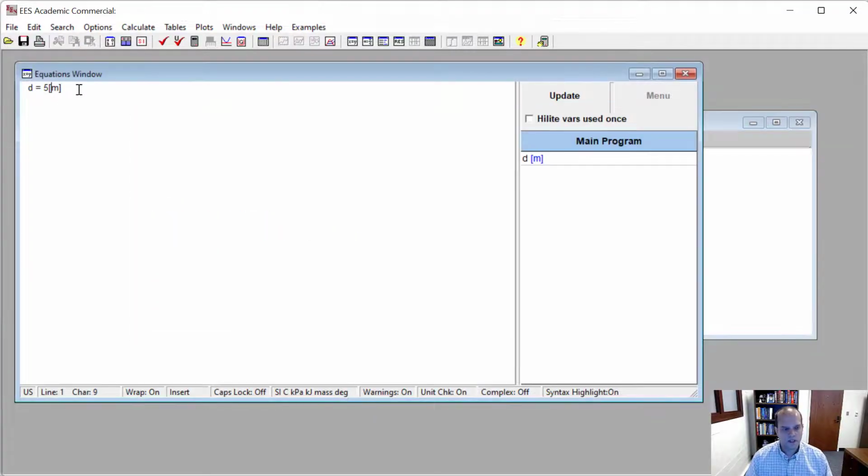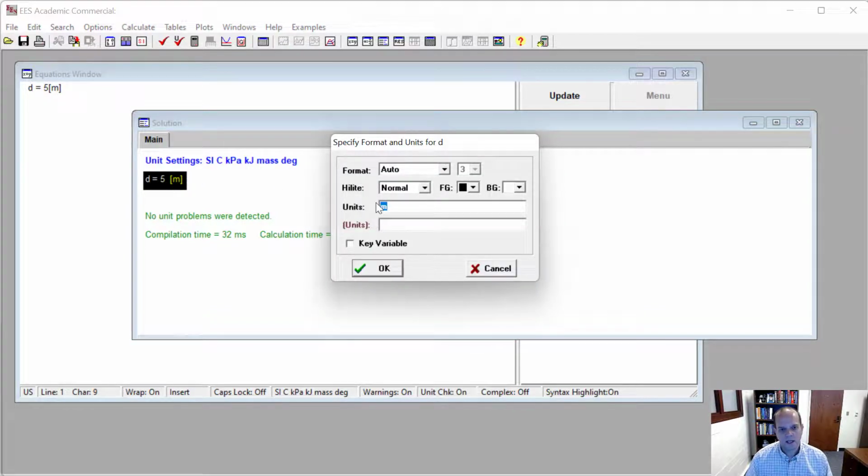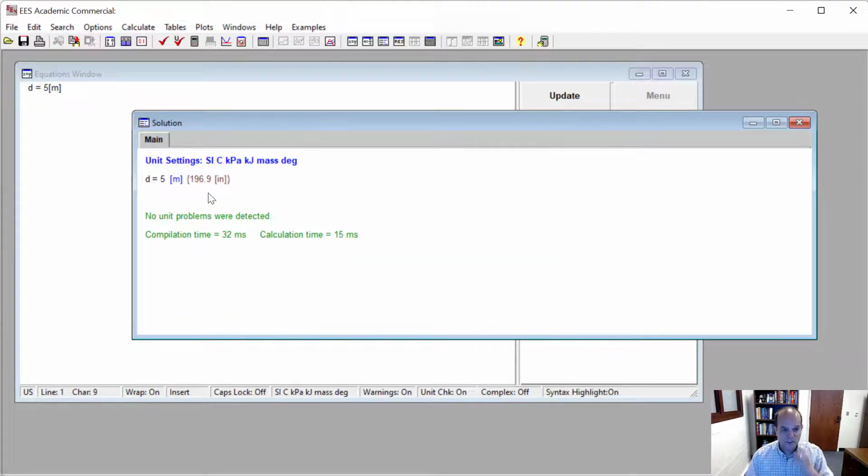And if I would have said, well, let me just come to the solutions window, and if I right click on that, then I can display a secondary unit. So maybe I want to know what this is in inches. EES is not going to use that number for any of its calculations, but it's nice to be able to display once in a while if you're interested in seeing units other than whatever the fundamental preference is.